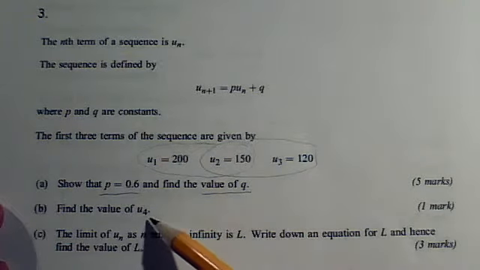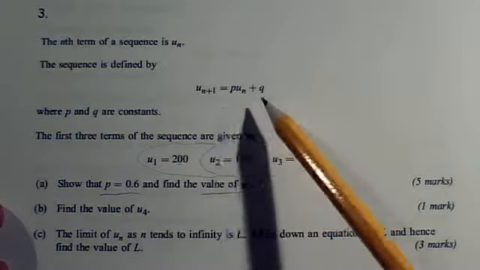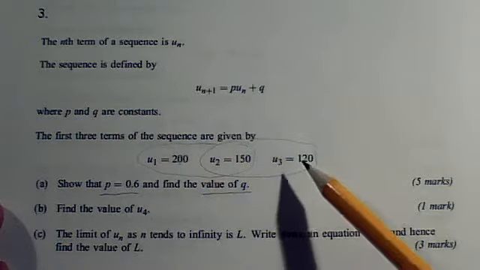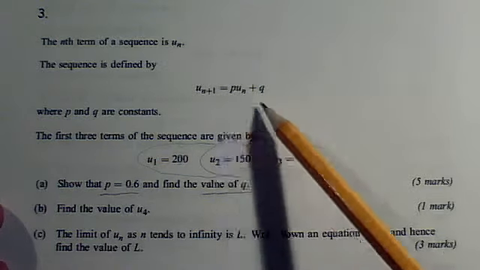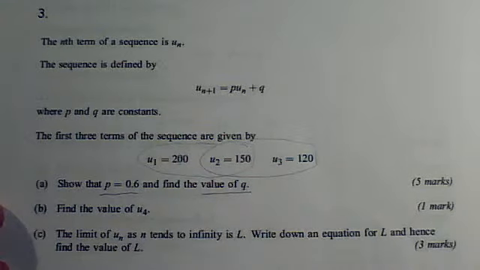In part B, we've got to find the value of u4. Well, now we know p and q, all we need to do is plug u3 into this equation and the known values of p and q, and that will pop u4 out.